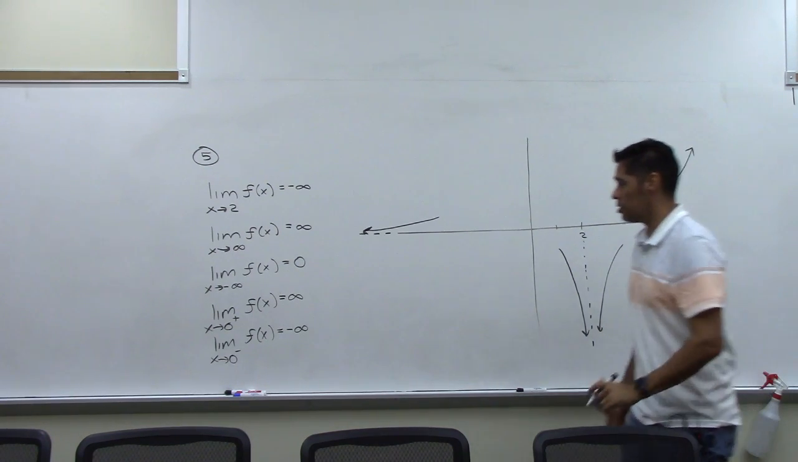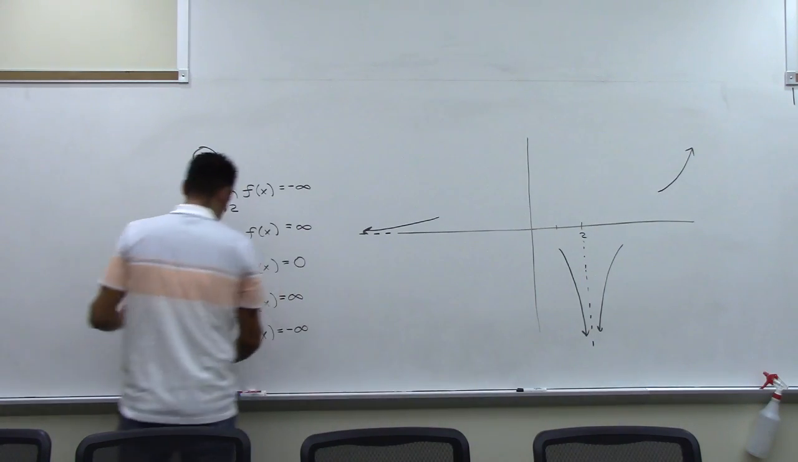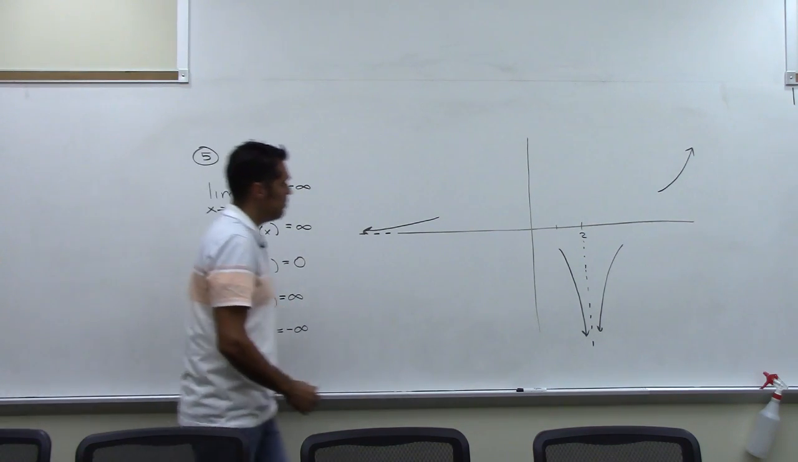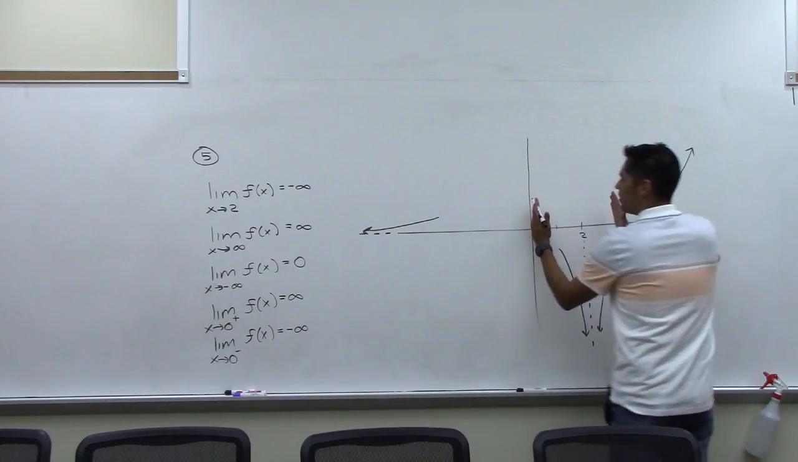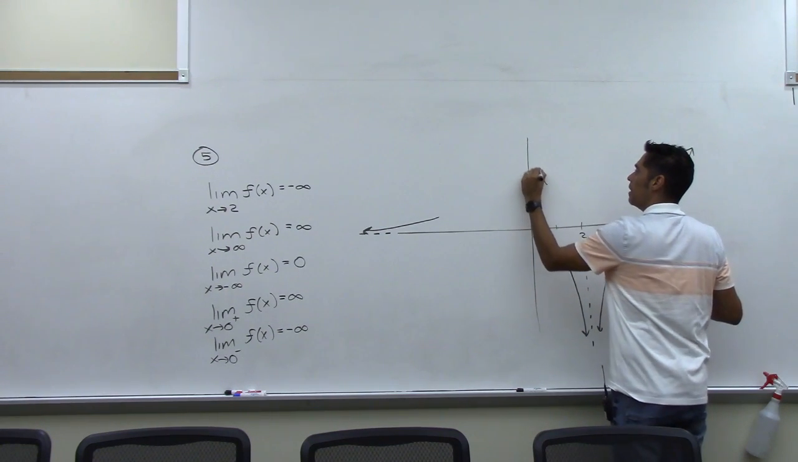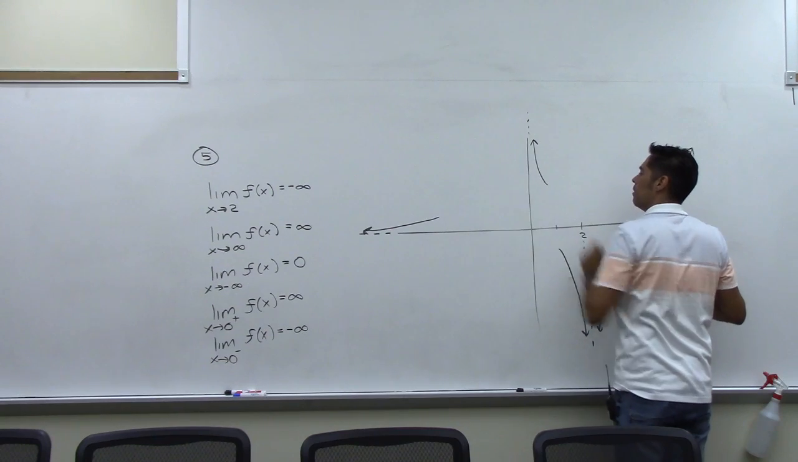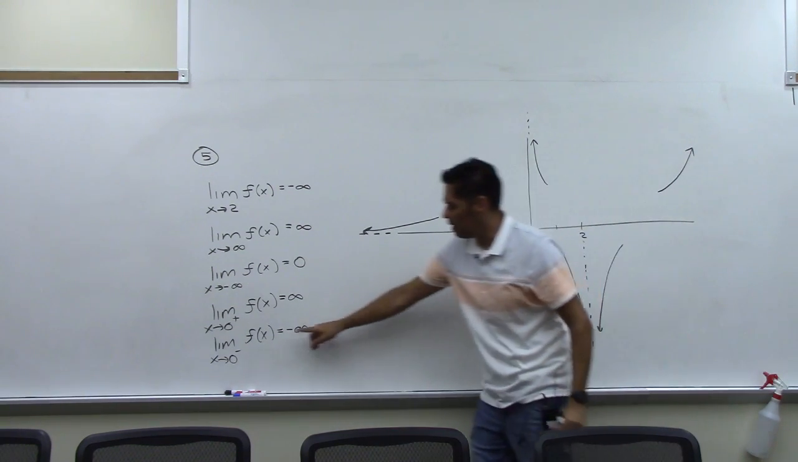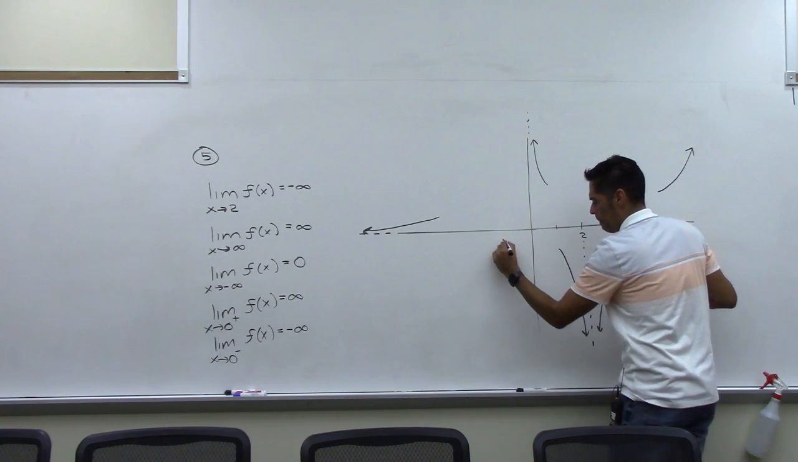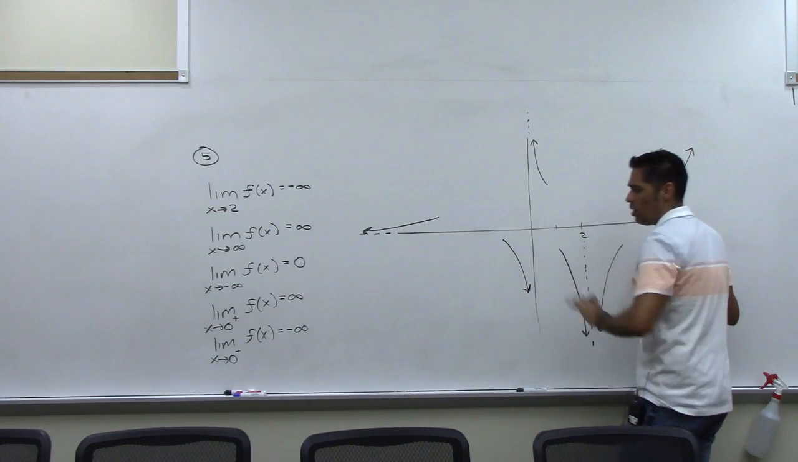Now, as I approach 0 from the right, I need to be going to positive infinity. So as I approach 0 from the right-hand side, I need to be going to positive infinity. So I need to be going up like this. Okay. And then as I approach 0 from the left-hand side, I need to be approaching negative infinity. So like this. And that's all of the conditions.